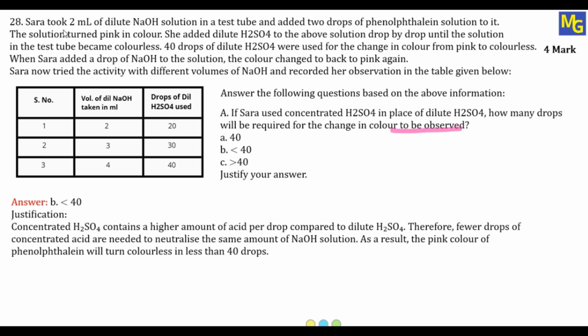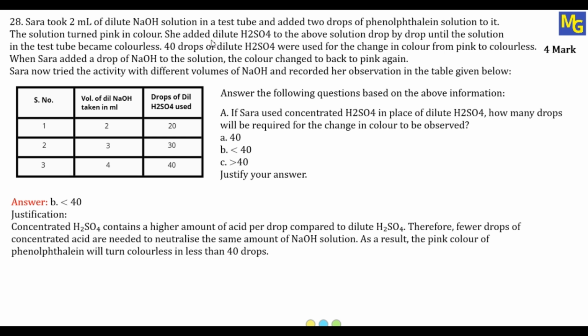Here you can see, first she took 2 ml of NaOH and added dilute H2SO4 drop by drop, and the color changed from pink to colorless because you are adding acid. But this acid is dilute. Dilute means there is water in it. So because of the presence of water in this H2SO4, H+ ions will be fewer in a dilute H2SO4.